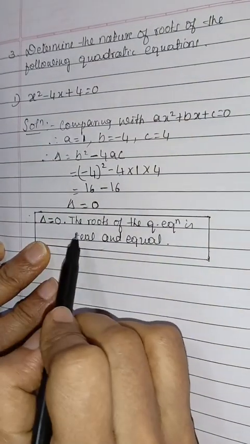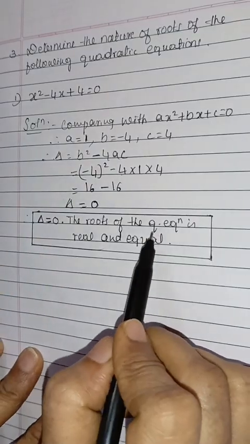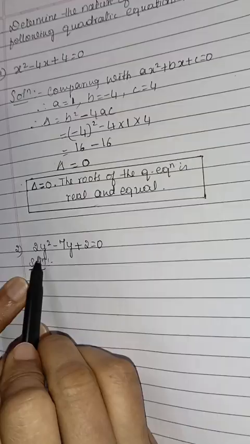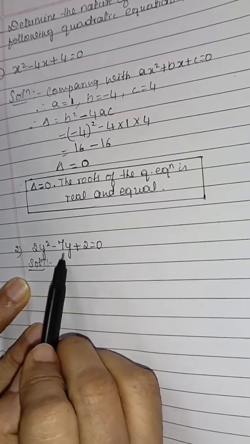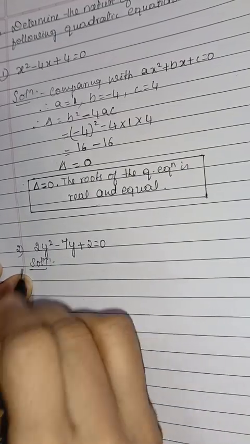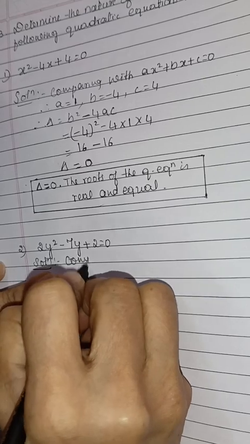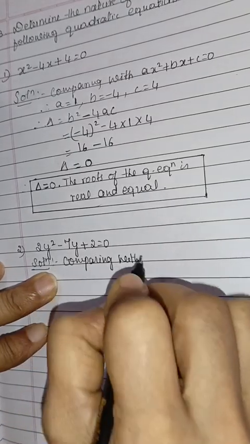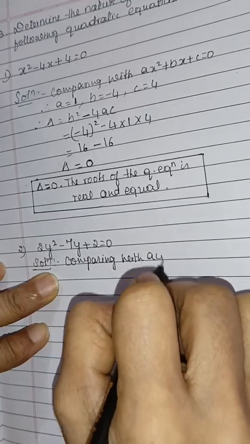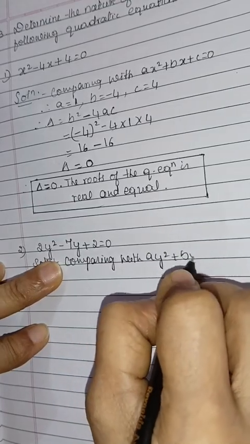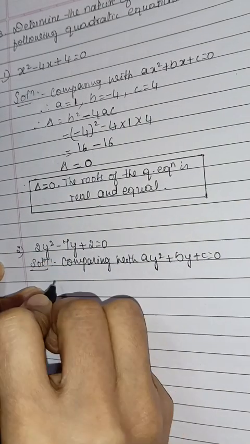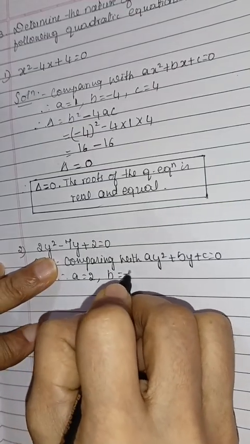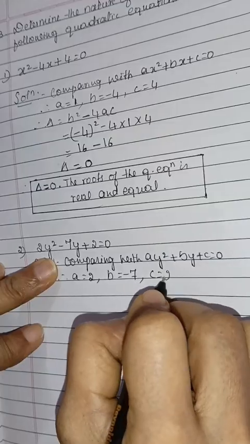So delta is 0. The roots of the given quadratic equation are real and equal. Second one is 2y square minus 7y plus 2 equal to 0. Comparing with ay square plus by plus c equal to 0, therefore a is 2, b is minus 7, c is 2.